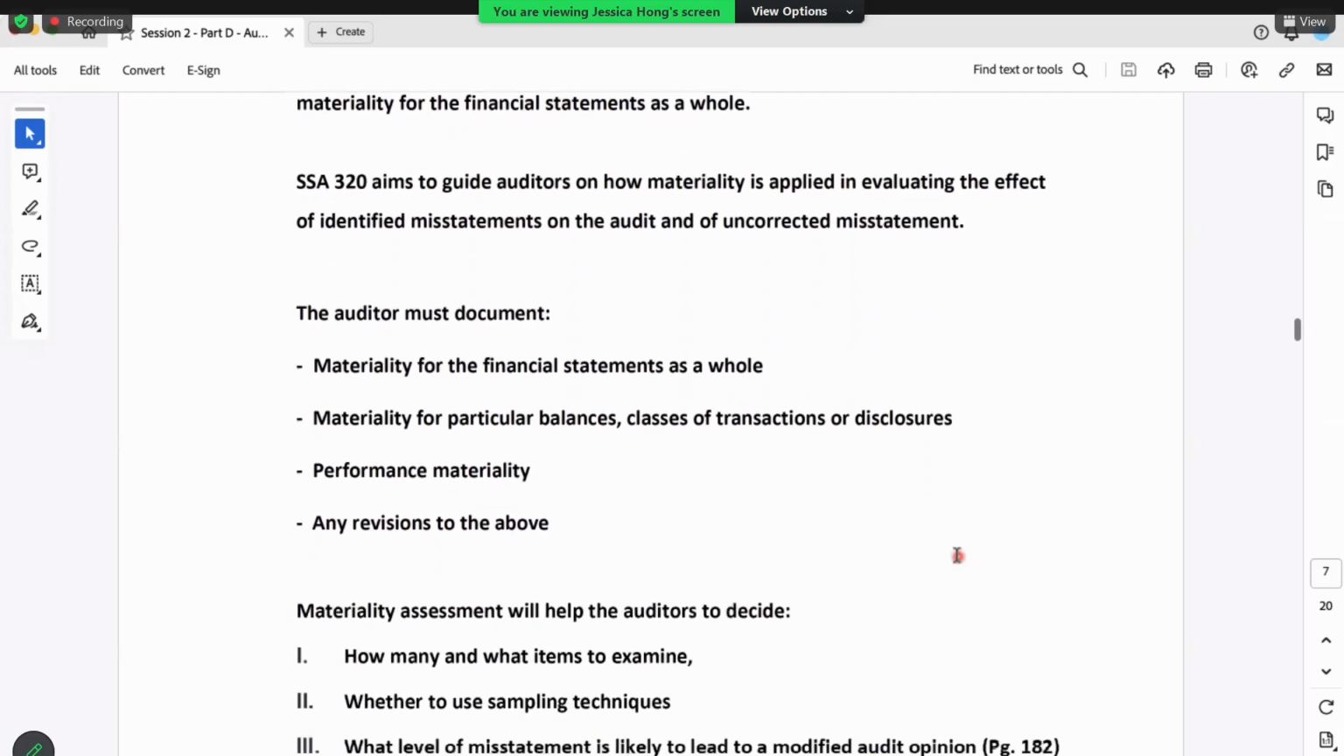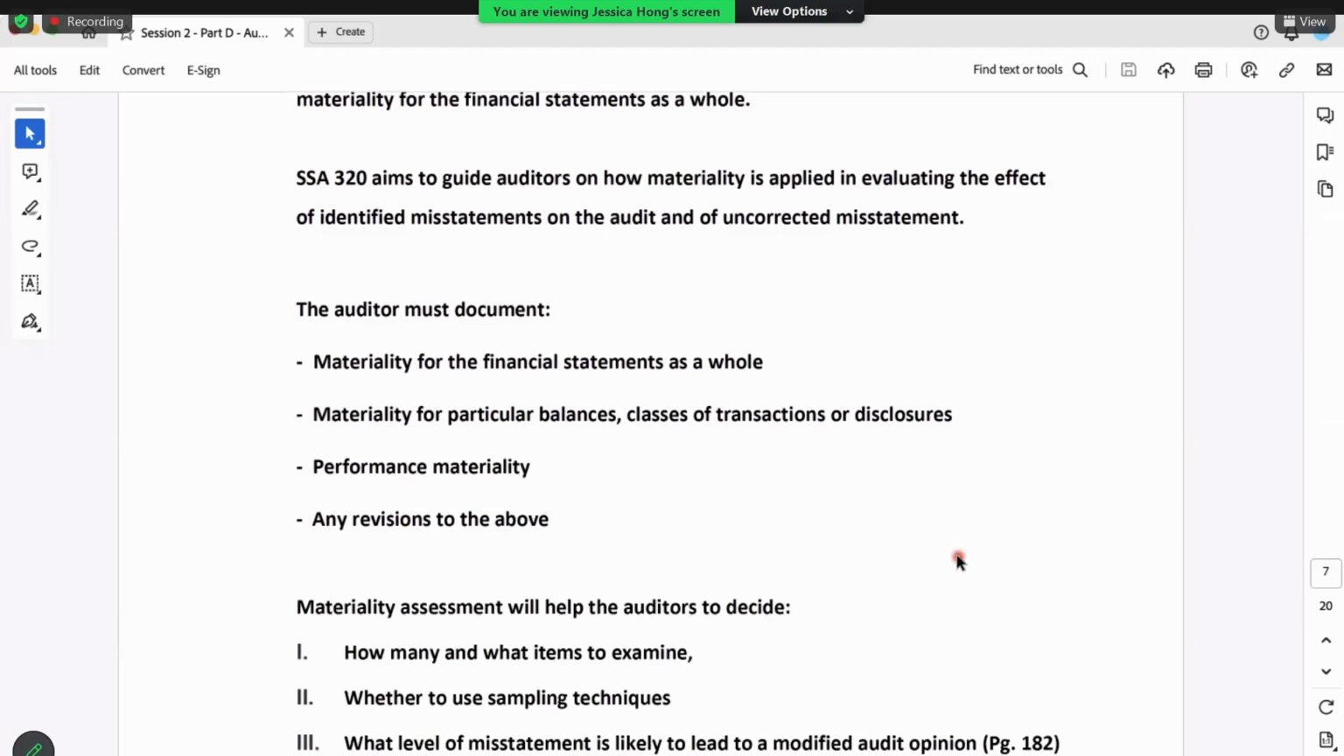So from the very beginning, during audit planning, the auditor is expected to identify the materiality, and they must document it. Usually in the audit planning, there is a basis that is used and an explanation of how they arrive at this materiality. So materiality for the financial statements as a whole is the total materiality, the threshold for us to issue a clean audit opinion. But for us to arrive at the materiality for the financial statements, we also set a smaller materiality at particular balances.